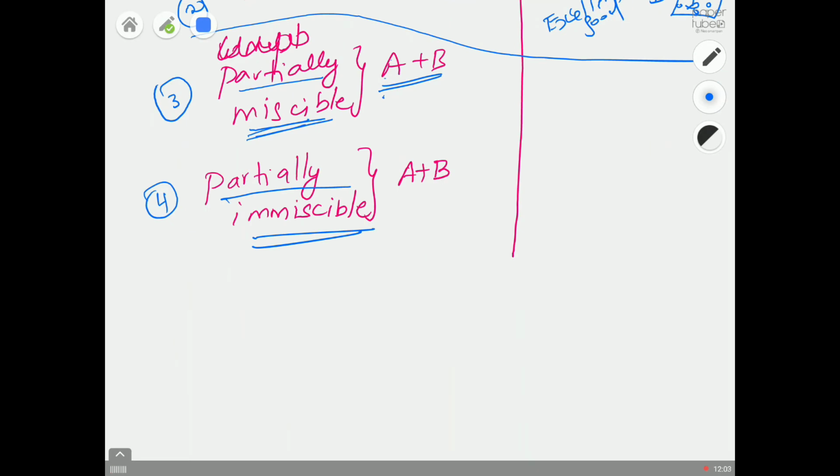They sound almost similar. But the key difference between partially miscible and partially immiscible: partially miscible means A and B are, most of the time, miscible, and at some conditions they are immiscible. So imagine you have a plot. Let's put A and let's put B. This is your common point. So this is some composition from here to here, say 0 to 0.5, in the middle 0, and here to 0.5. If it's partially miscible, which means they are miscible most of the time and only at some point they are immiscible, something like here.